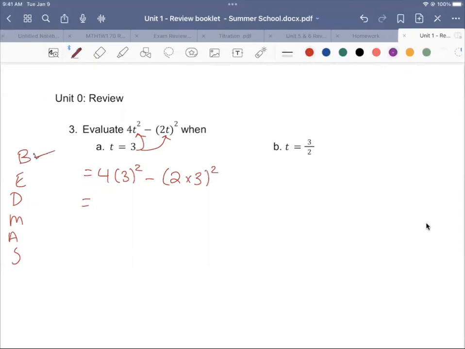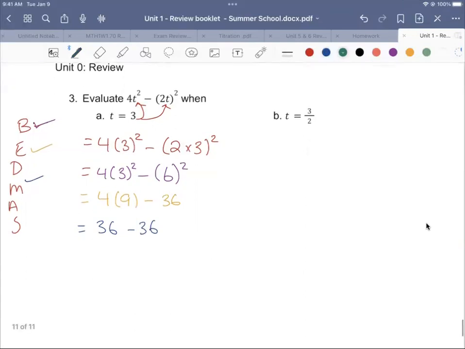So I'm just going to go back here. 4 times 3 squared minus 2 times 3 is 6 squared. I then have to do my exponents, so 4 times 9 minus 36. I then have to do my division and multiplication. 4 times 9 is 36, minus 36, and then my addition and subtraction, which gives me 0. So my final answer is 0 when t is equal to 3.